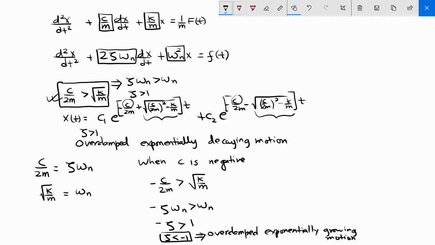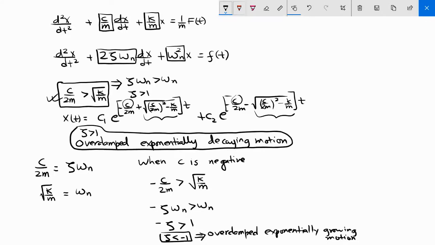So okay, so far we obtained two physical interpretations of the damping ratio. If damping ratio is greater than 1, then we get an overdamped exponentially decaying motion. If damping ratio is less than negative 1, then we get overdamped exponentially growing motion. Now let's revisit the other solution for x that we had previously obtained.